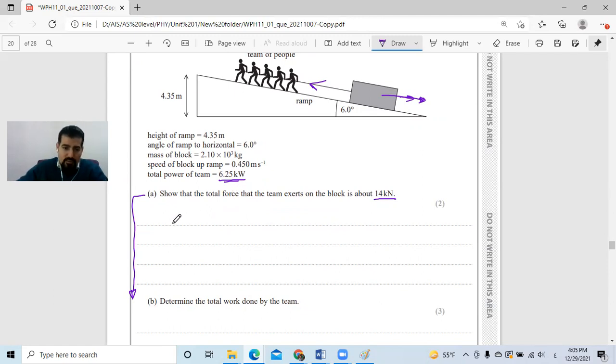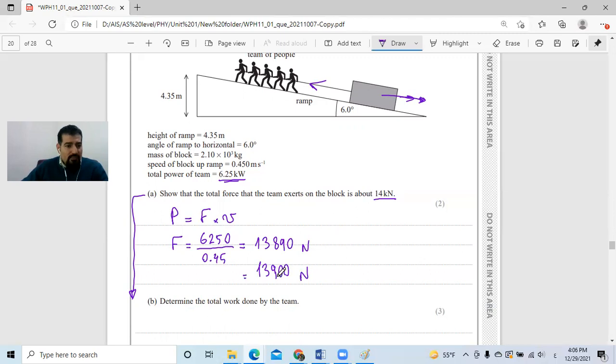Let's do this method, Hamza. Okay, power equals force multiplied by what? Velocity. So that means force equals power, which is 6,250, divided by the velocity, which is 0.45. Is this answer close to our answer? Yeah, where is your calculator? So 6,250 divided by 0.45 is, yes, exactly 13,890, that means about 13,900 newtons.